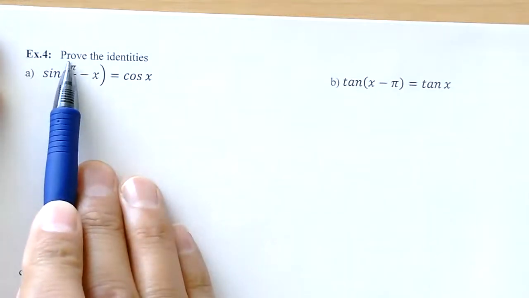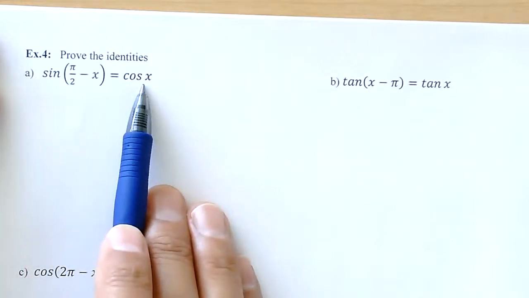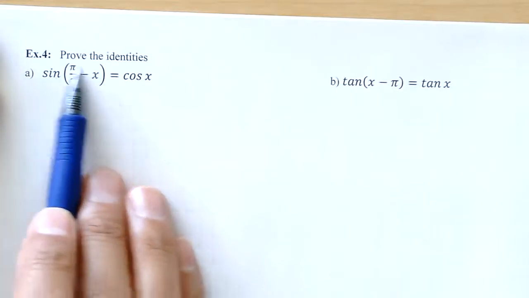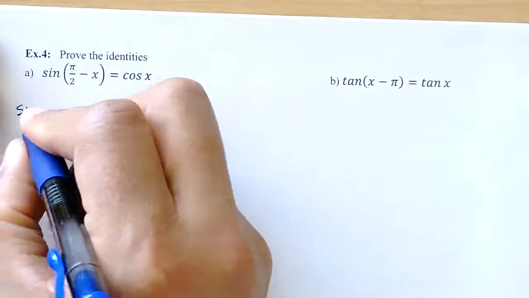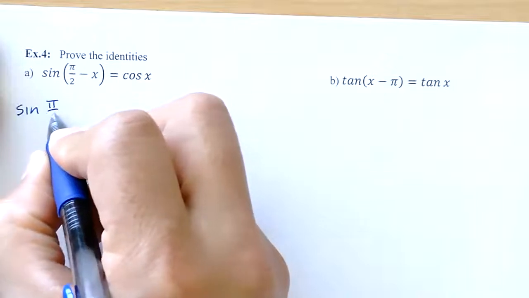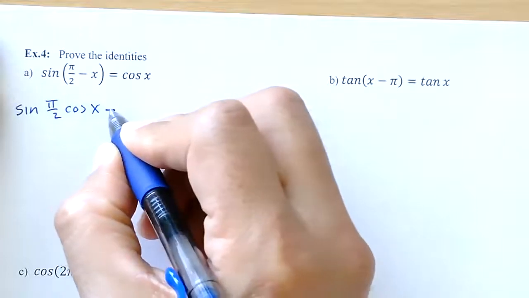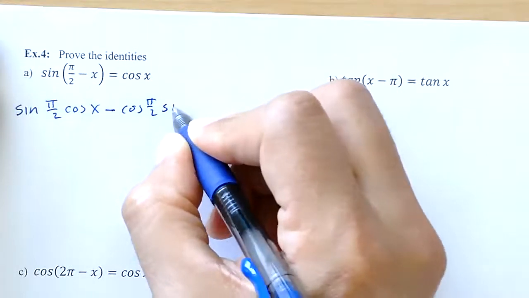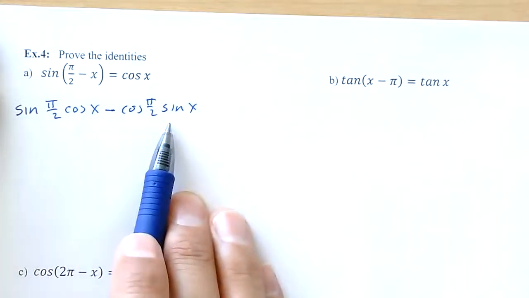We're going to prove this identity, that the sine of pi over 2 minus x is equal to cosine x. And this difference, I'm going to be able to expand using that formula. So looking at that purple paper, it is sine of A minus B: sine A cosine B minus cosine A sine B. And I just used my formula and I know some of these values.